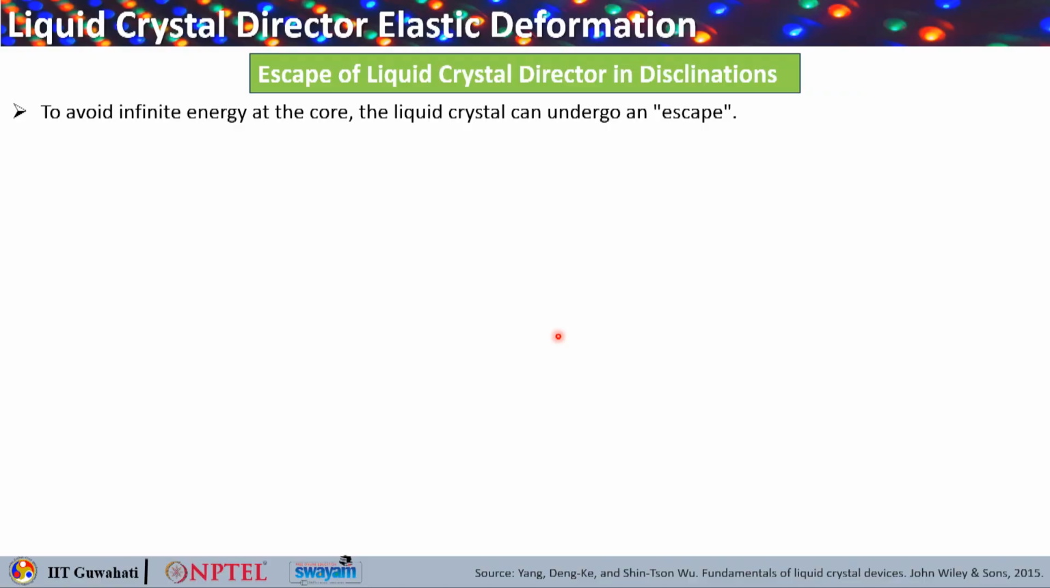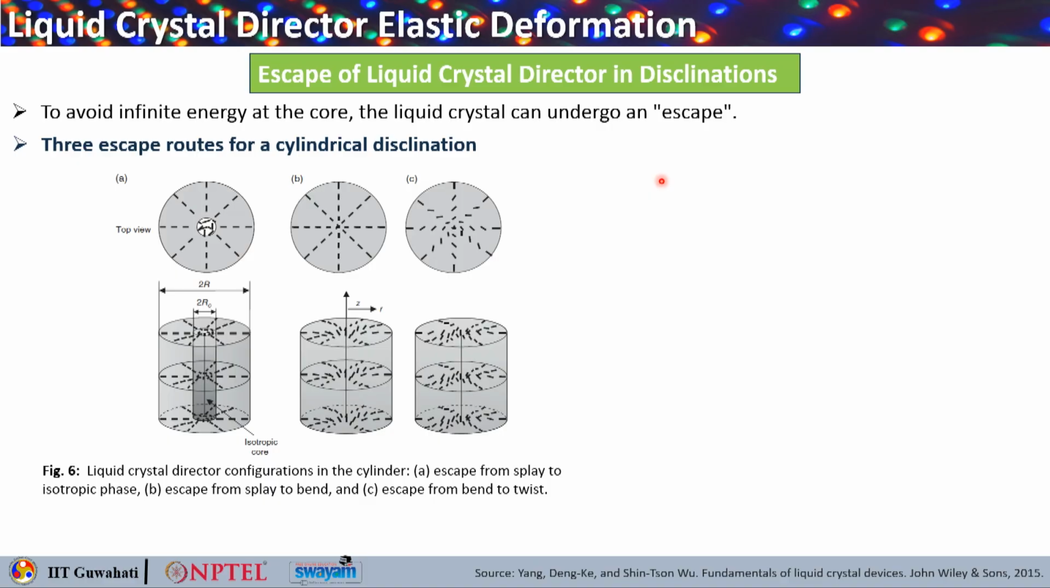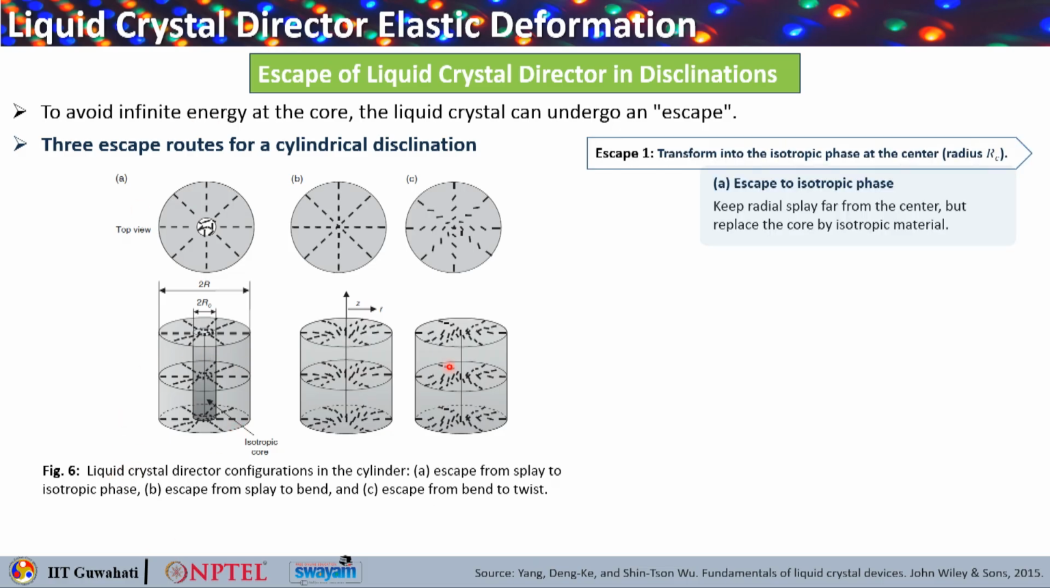So, now let us focus on the escape of this liquid crystal director in disclination. To avoid this infinite energy at the core, the liquid crystal can undergo an escape. So, what is that escape? There are basically 3 escape routes for cylindrical disclination. This is the first one. It shows that it basically transforms into isotropic phase at the center with a radius of RC. So, these are the 3 escape routes.